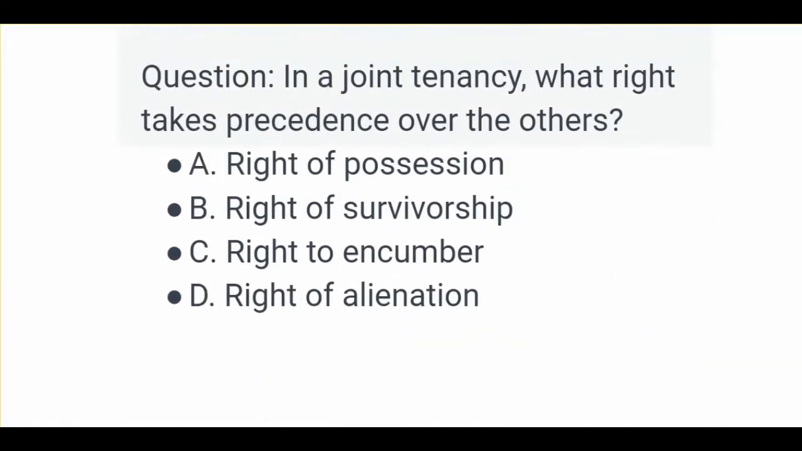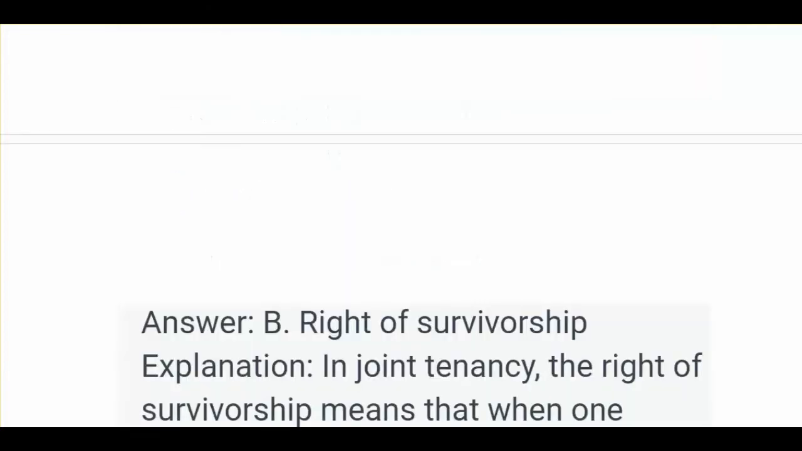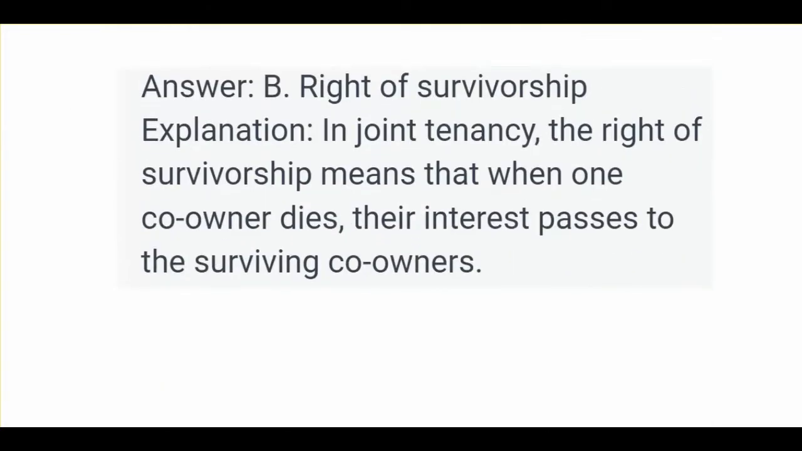In a joint tenancy, what right takes precedence over the others? A, right of possession. B, right of survivorship. C, right to encumber. D, right of alienation. B, right of survivorship. In joint tenancy, the right of survivorship means that when one co-owner dies, the interest passes to the surviving co-owners.